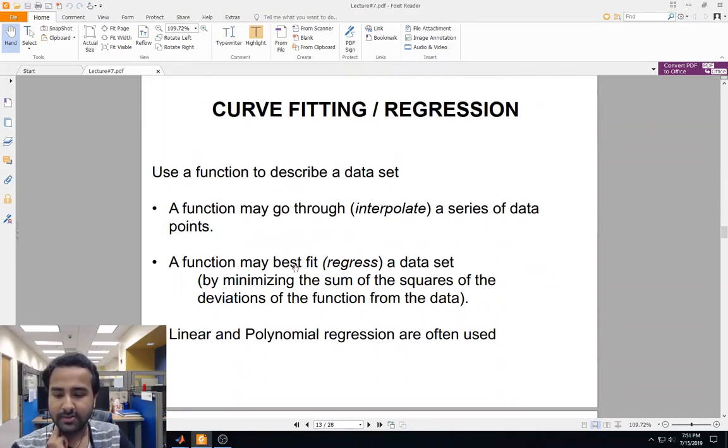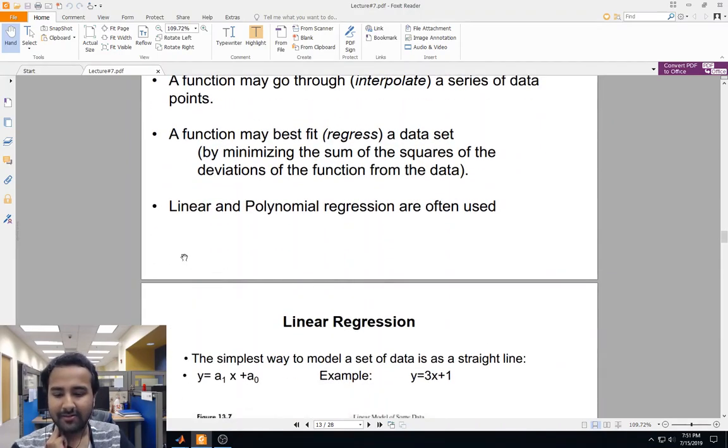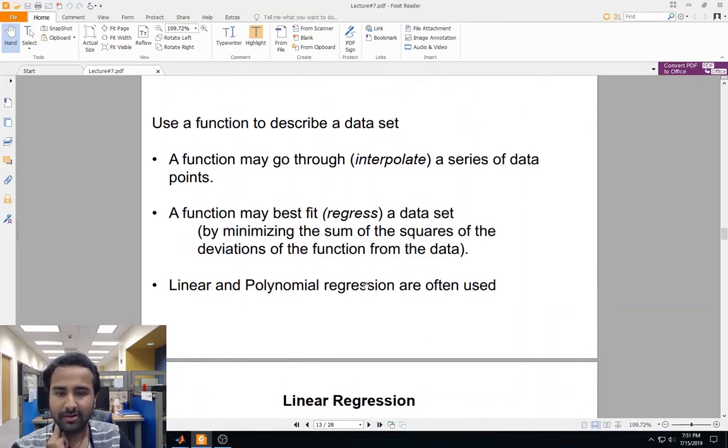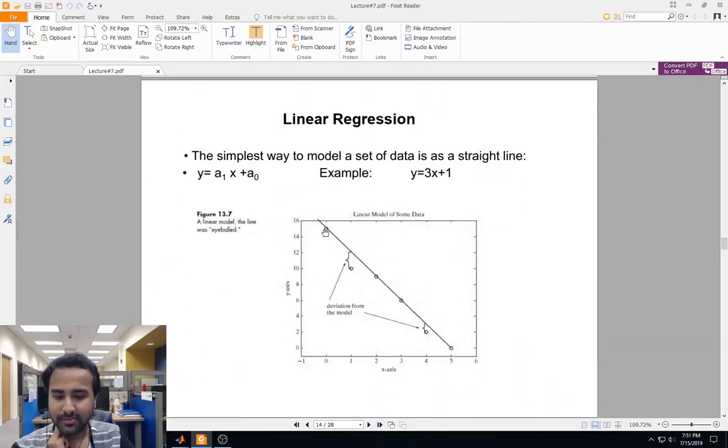So what it tries to do is best fit, which means regress, a data set by doing what's called minimization of the sum of squares of the deviations of the function from the data. Now that sounds like a lot, but I'll explain it along the way. So the two types, just like before, are linear and polynomial regression. Linear regression is where if you have a bunch of data points, you try to fit a line between them all such that it doesn't pass through every single point. It's just that it tries to minimize the deviation between where the line is and where your actual data point is.